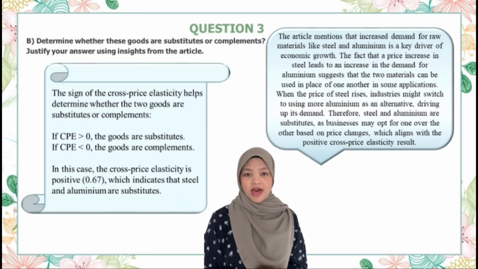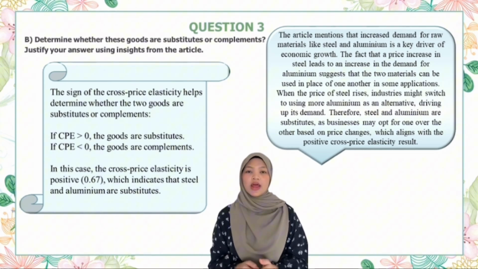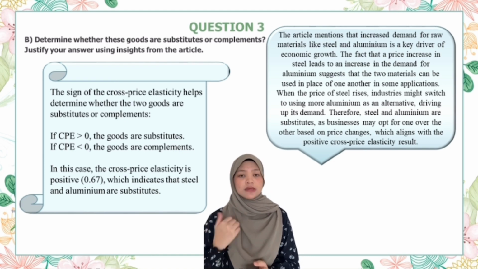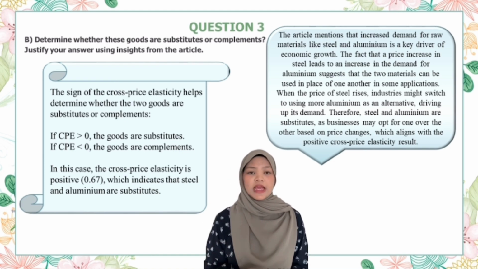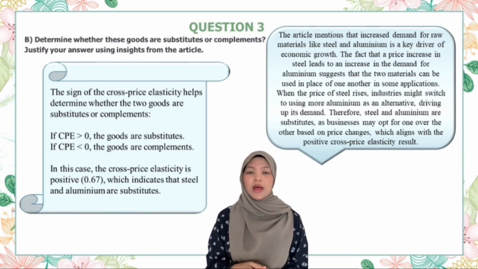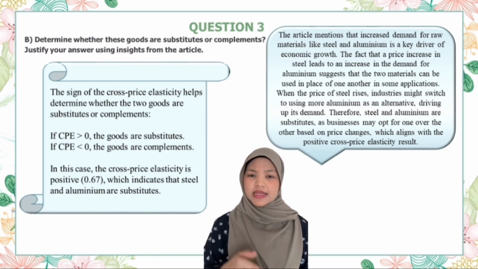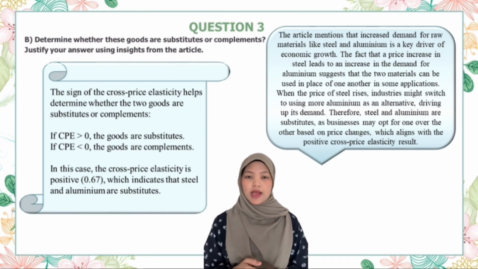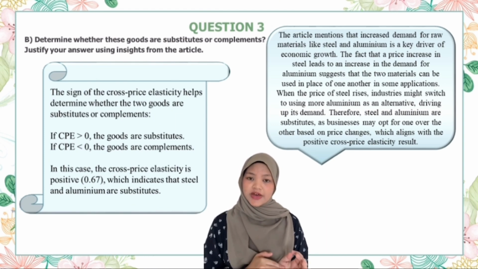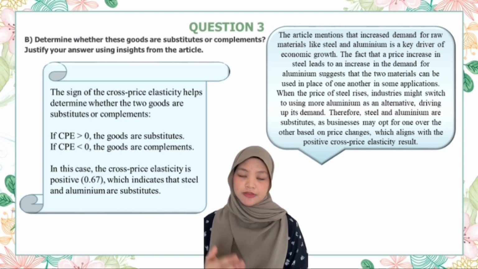So next, we have to determine whether aluminium and steel are substitutes or complements. The size of the cross price elasticity helps determine whether the two goods are substitutes or complements. So if the cross price elasticity is more than 0, the goods are substitutes, but if the cross price elasticity is below 0, the goods are complements. So in this case, the cross price elasticity is positive, which is 0.67. 0.67 is more than 0, which indicates that steel and aluminium are substitutes.